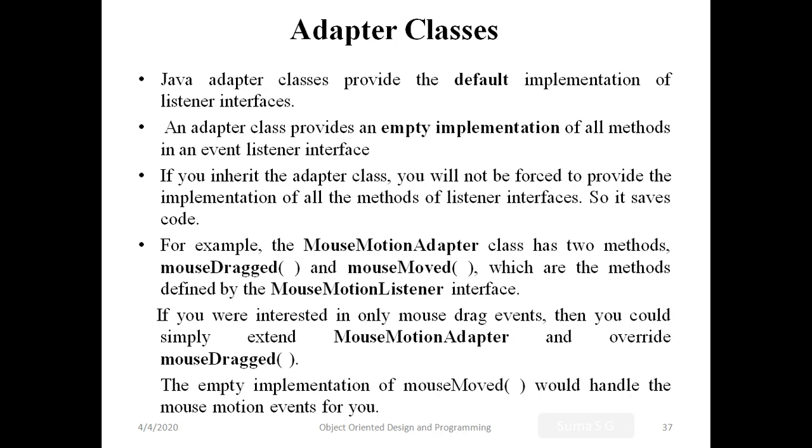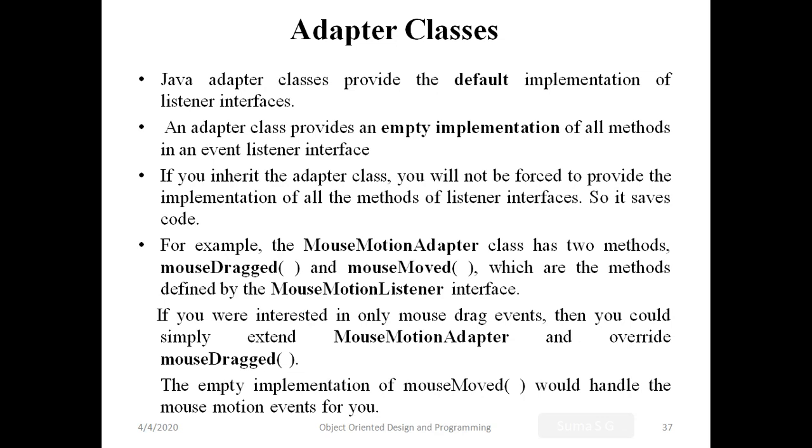What is the advantage of an adapter class? In an adapter class, the default or empty implementation of all the methods in an event listener interface is present. Suppose the listener interface contains 5 methods. The default implementation for the listener interface is present in the adapter class. A listener contains abstract methods, there is no definition for the methods, right? But the adapter class contains an empty implementation. There is a body of the method, but nothing is inside it. So the default implementation is present in adapter classes.